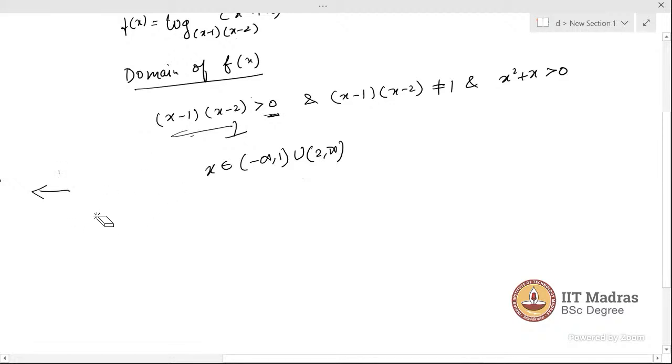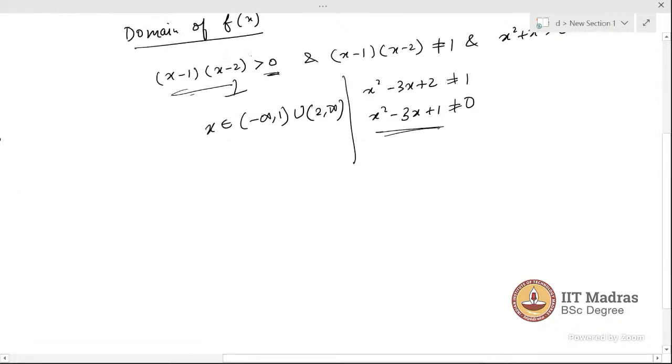Okay, so having known this part, now let's move to the next one. To solve this, how do we do this? Let's simply expand this. We will get x square minus 3x plus 2 not equal to 1. So this will give me x square minus 3x, and if I bring it here, plus 1 not equal to 0. Correct? Okay, so how will the graph look like for this?